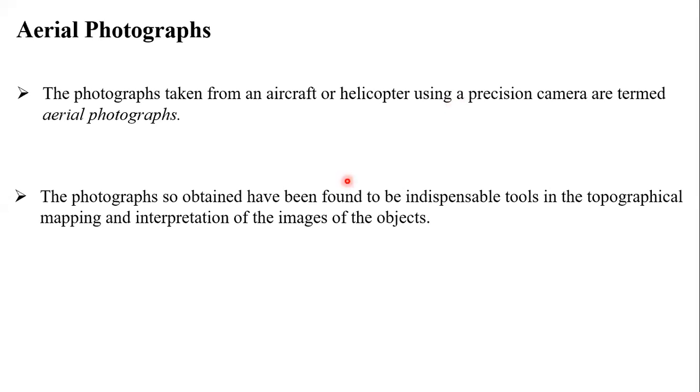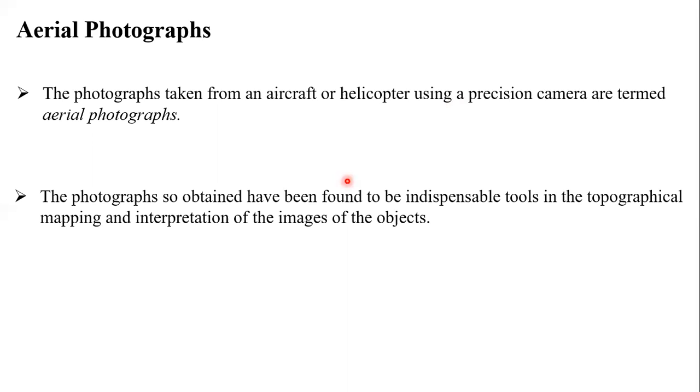Anyhow, aerial photography was not that famous. Photographs taken from an aircraft are called aerial photographs. The photographs so obtained are found to be an indispensable tool for topographic mapping and interpreting images. Students, what is the use of aerial photography? Whenever we take aerial photographs, they give a basic idea for preparing the topographic map, which we discussed in the past.